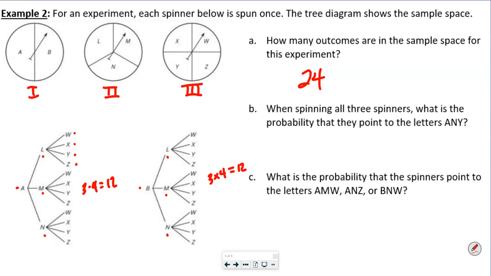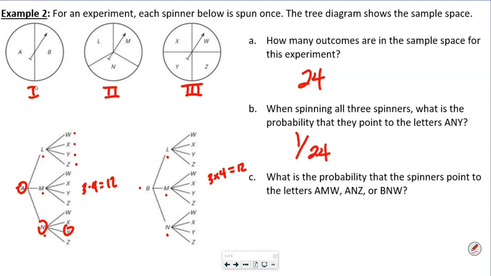So on the next one, it says when spinning all three spinners, what is the probability that they point to the letters A, N, and Y? So when we look at A here, and then we have N, and then we have Y, that's just one outcome, isn't it? One outcome out of how many total outcomes? That would be 1 out of 24.